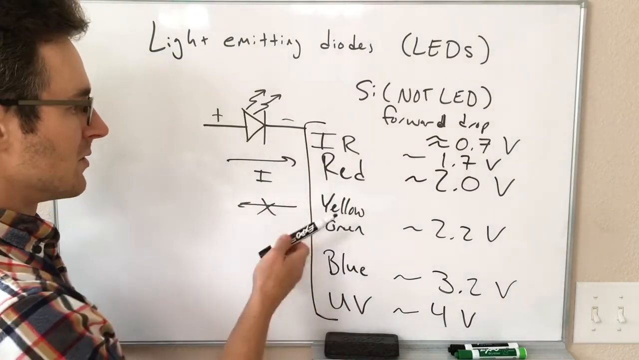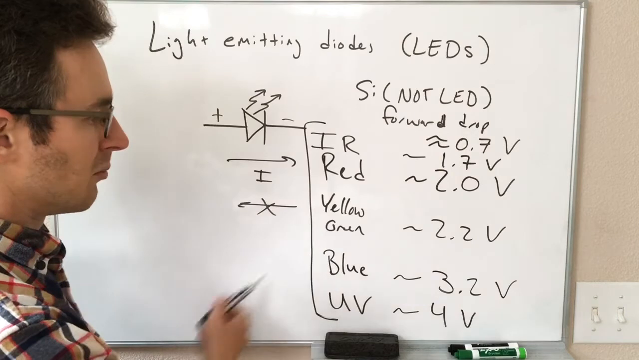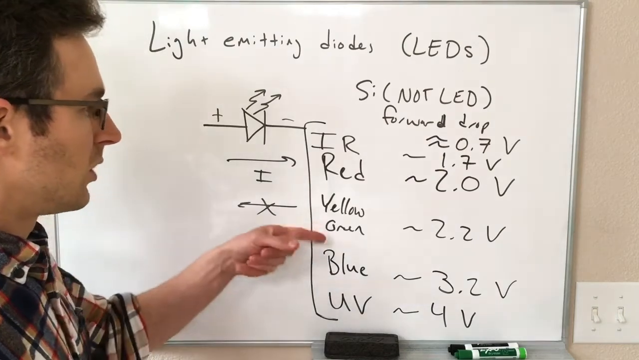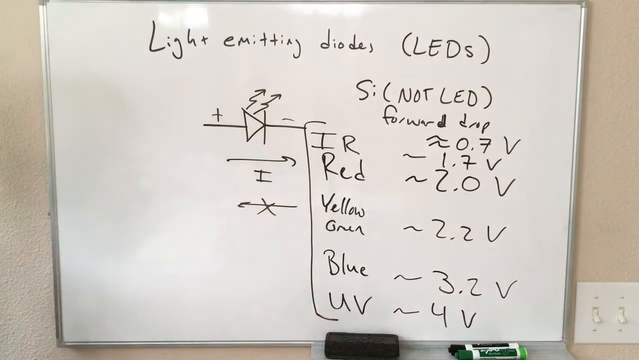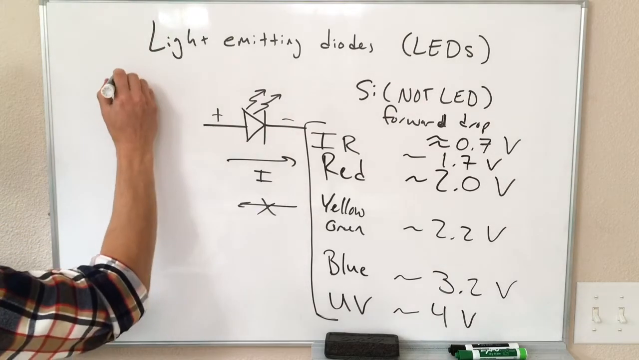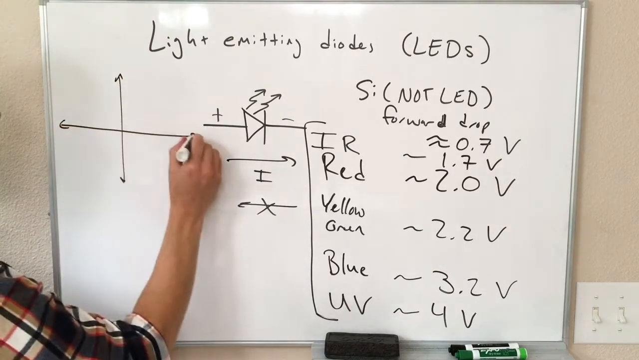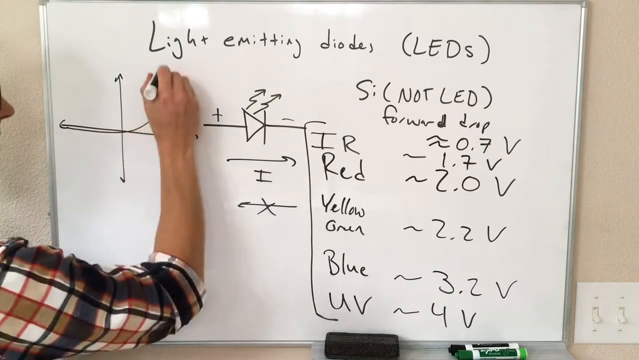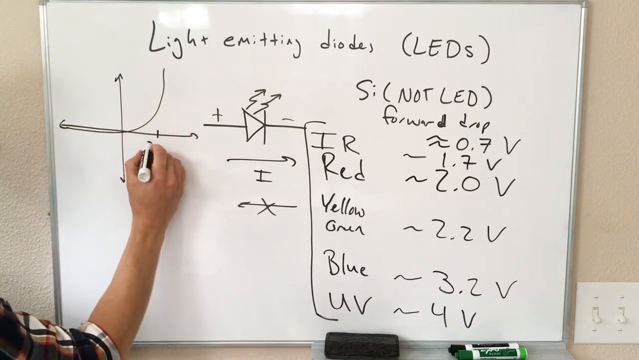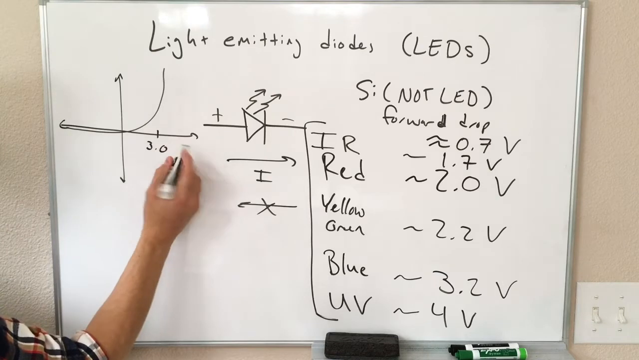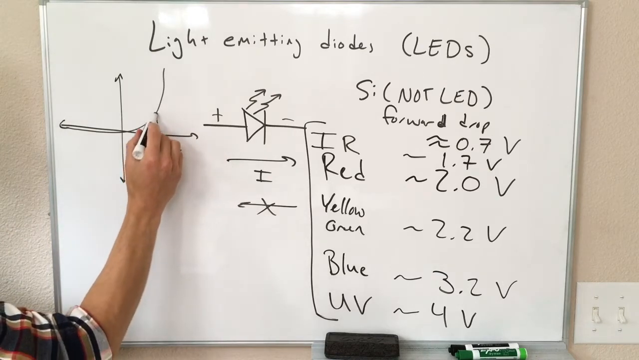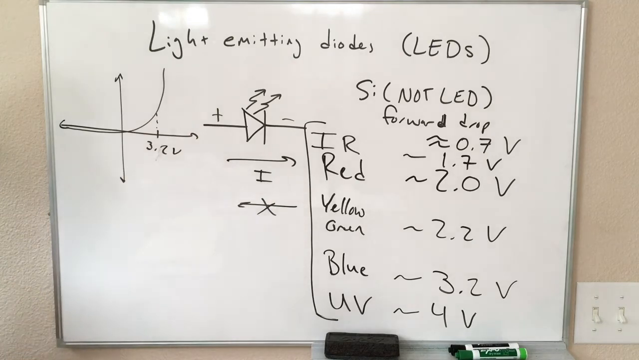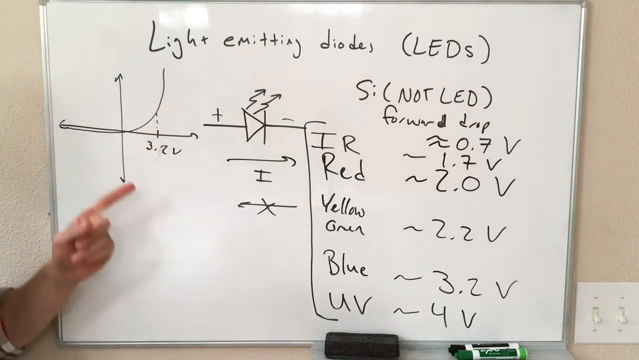In our labs, we're going to be using mostly red and green and blue, and we can make measurements of these forward drops. As a quick word of warning, though, remember that these curves are still exponential. So this turn on might happen at 3 volts or something. We'll just say for a blue LED, 3.2 volts. But we still need to take care with LEDs in circuits.